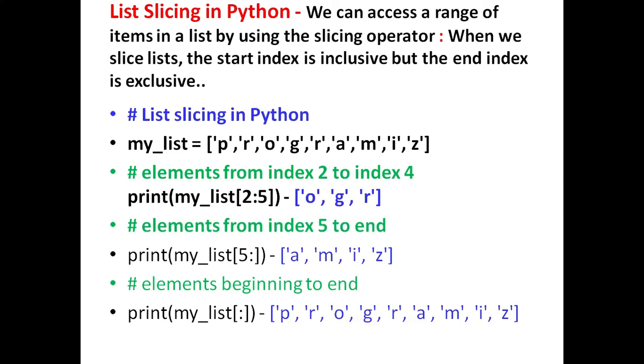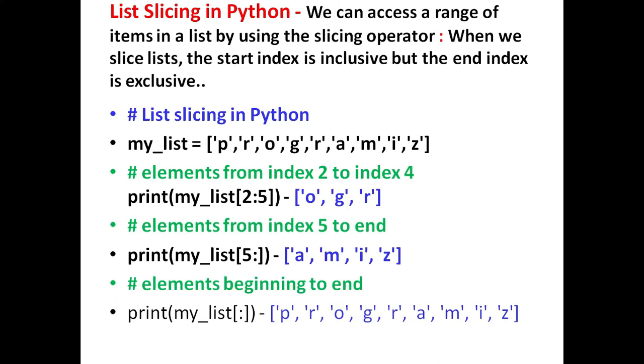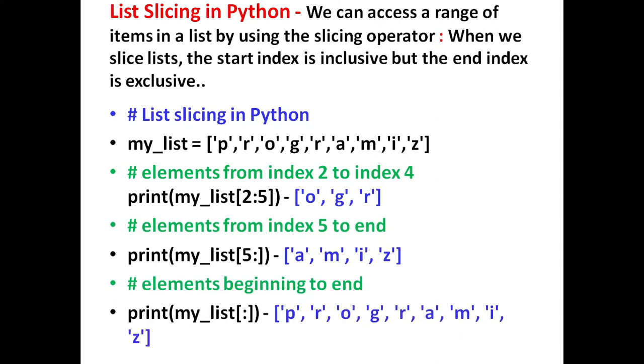Then elements from index 5 to end, we will use print mylist 5 and then only slicing operator. We will not mention the last index, so it will print from fifth item to last. So fifth item will be A and from it A, M, I, Z are printed. And to print elements from beginning to end, we will use print my list and only slicing operator. It will print all the list.